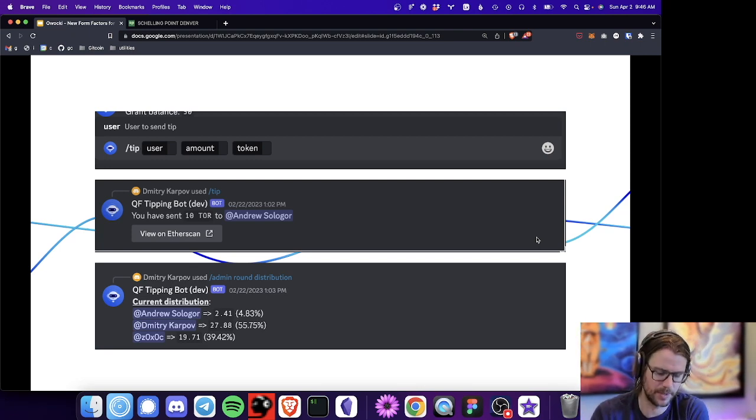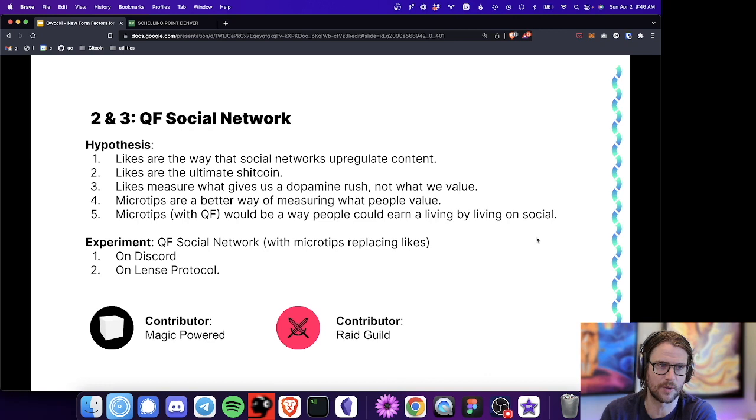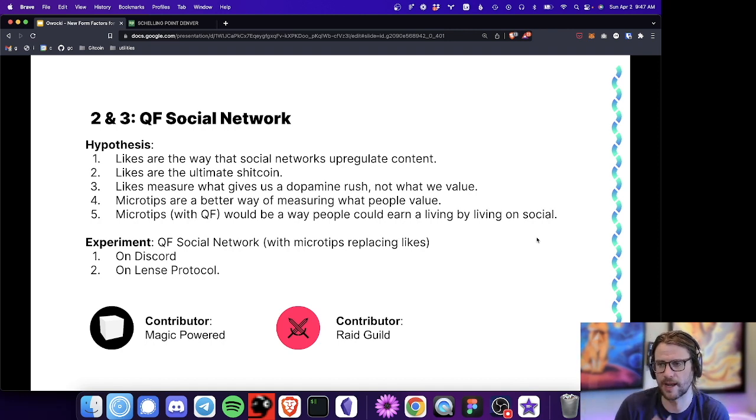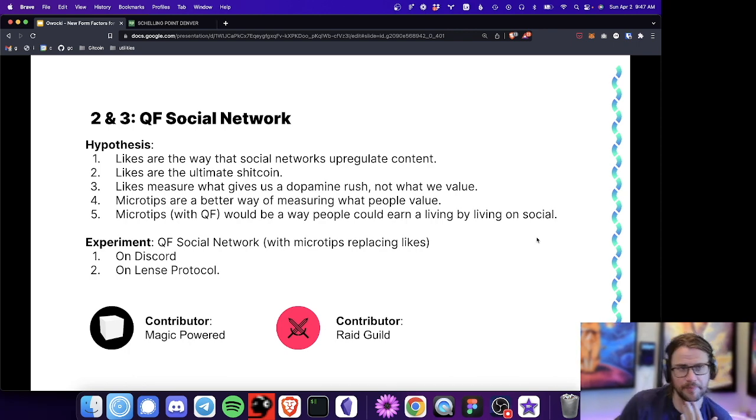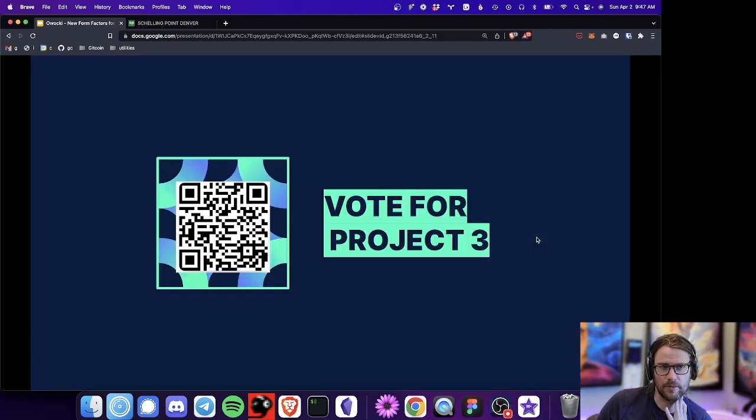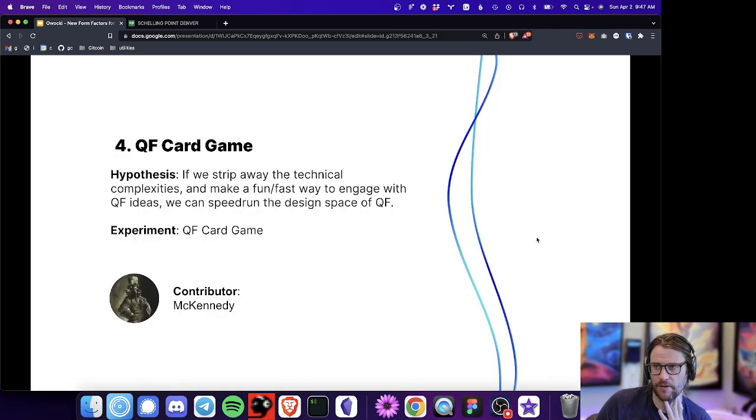So the big idea behind a quadratic funding social network is, what if we could fund public goods in the town square of humanity? People spend hours per day on Twitter and hours per day on Facebook. What if the people who are hanging out in the town square and providing value to each other in the town square could actually make money from doing that? So we've built that on Lenster, which is project number 2. You can vote here. And we've built that on Discord, which is project number 3, and you can vote here for that.